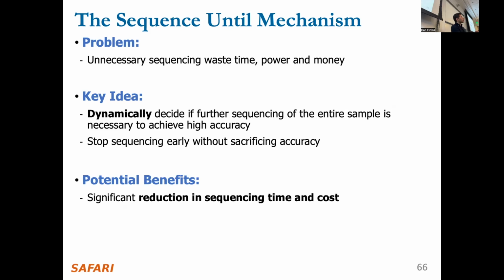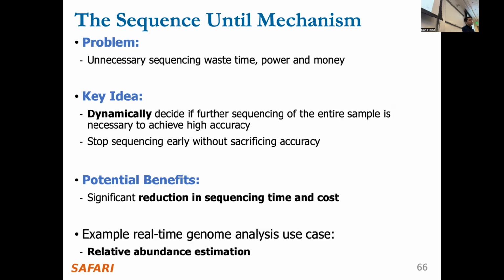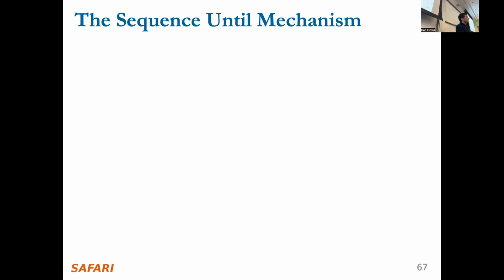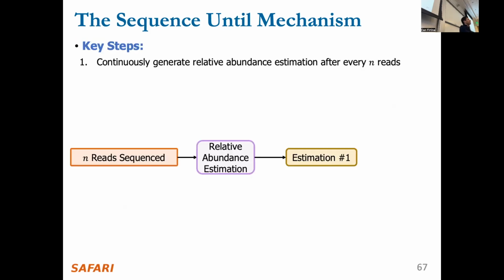And the potential benefit, of course, is a significant reduction in sequencing time and cost. For the analysis purposes, we look at a particular use case, which is relative abundance estimation. We try to perform relative abundance estimation without sequencing the entire sample. There are a few key steps to achieve this. What we do is continuously generate relative abundance estimates after sequencing every n reads. For example, we just sequenced, say, 50 reads, and based on those 50 reads, we do some relative abundance estimation.